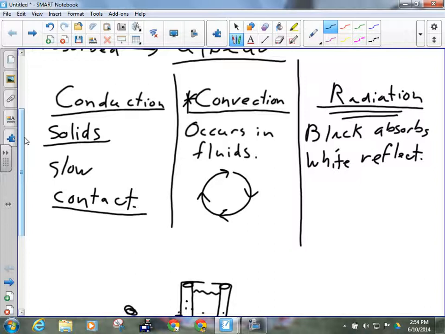In fact, how many people have ever seen the little survival blanket that comes in the survival kits? Anyone seen that? What's it look like? It's tinfoil. It's a tinfoil blanket. All you do is wrap it around you and it reflects your heat back at you.